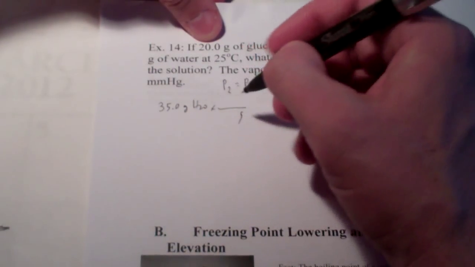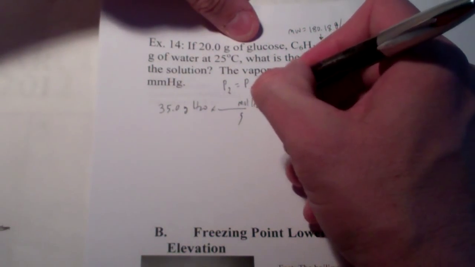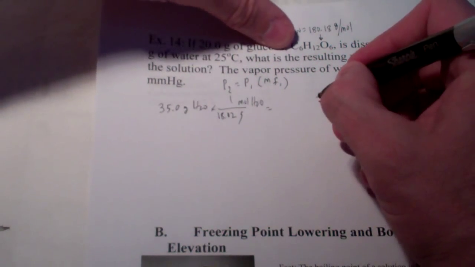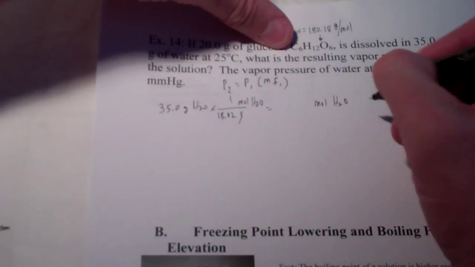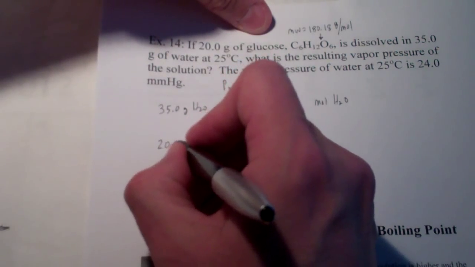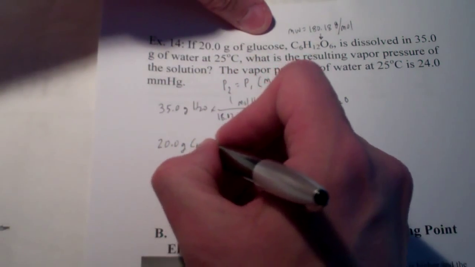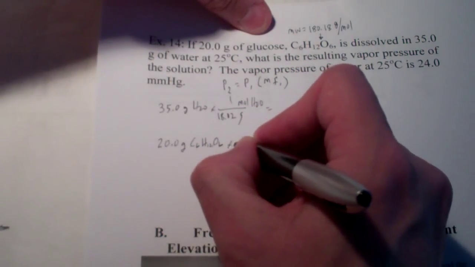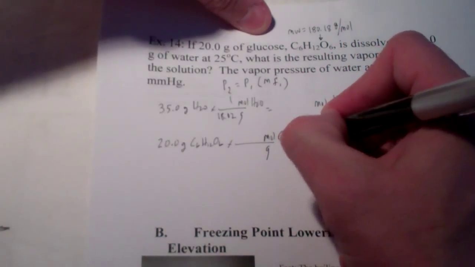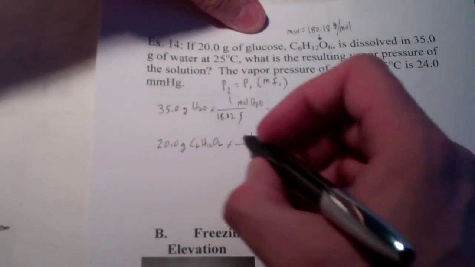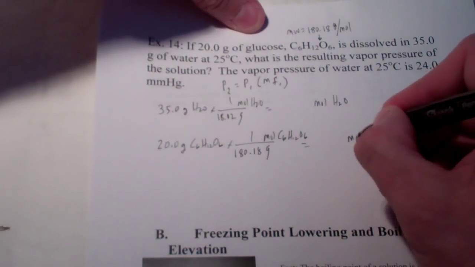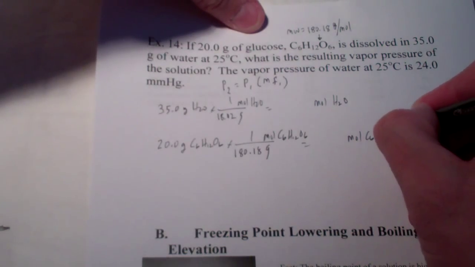And we're going to go from grams to moles of water. 1 mole of water has a molecular weight of 18.02 grams. This will give me moles of water, or my solvent in this case. My solute is glucose, and I have 20.0 grams of C6H12O6. And we'll go from grams to moles of glucose. 1 mole of glucose has a molecular weight of 180.18 grams per mole. And this will give us moles of glucose.